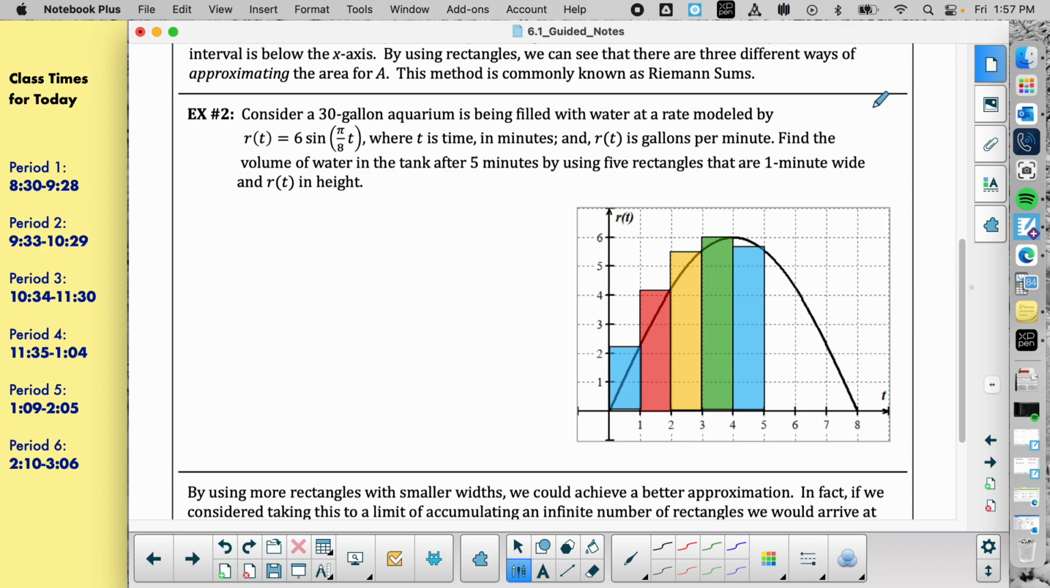Okay, so it was super easy. It was super easy when our shape was a rectangle. But virtually every function we ever have is not rectangular or geometric.